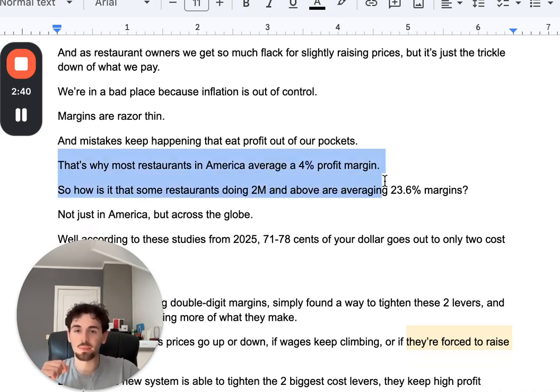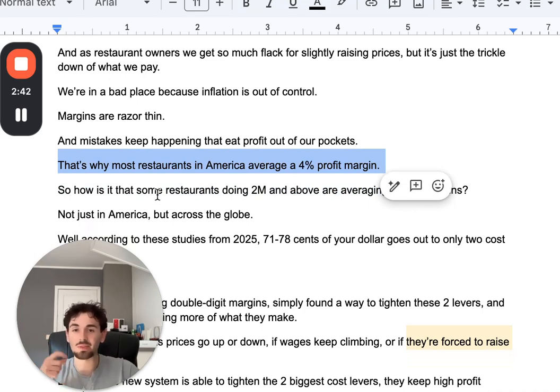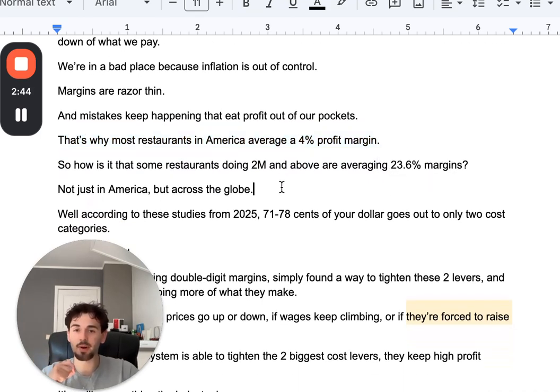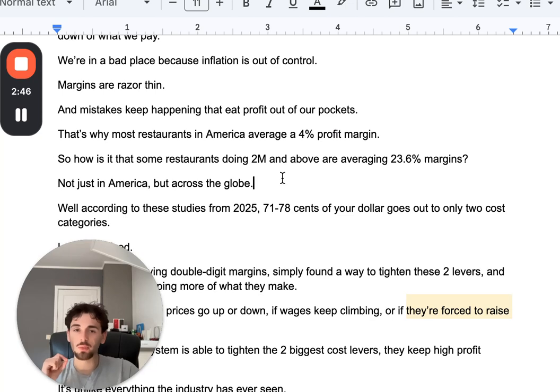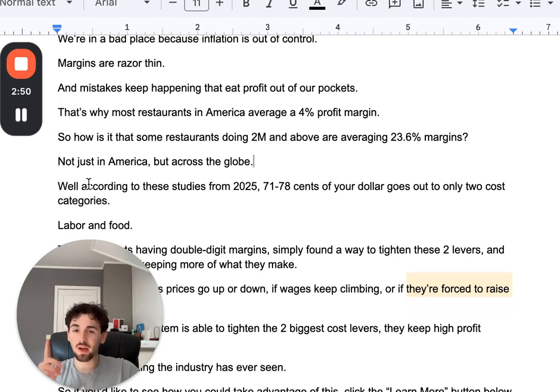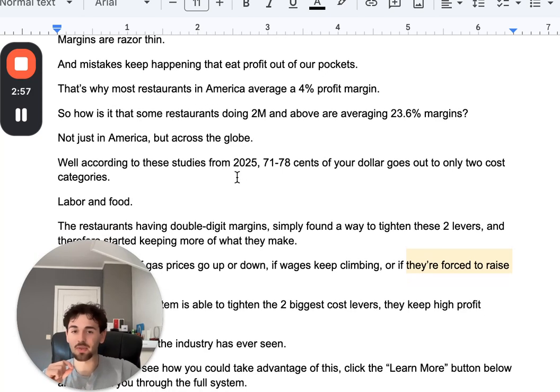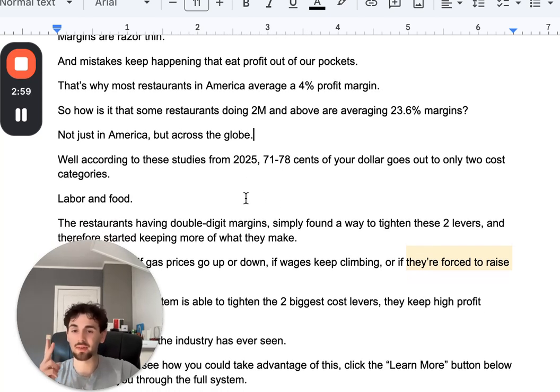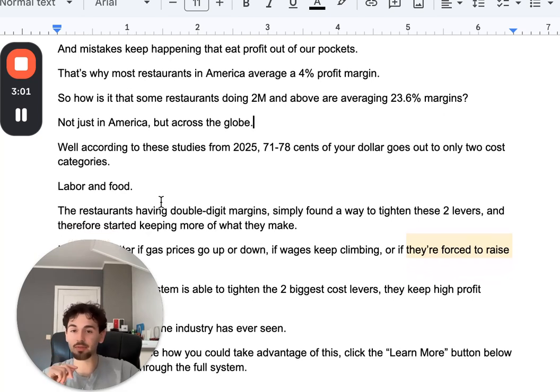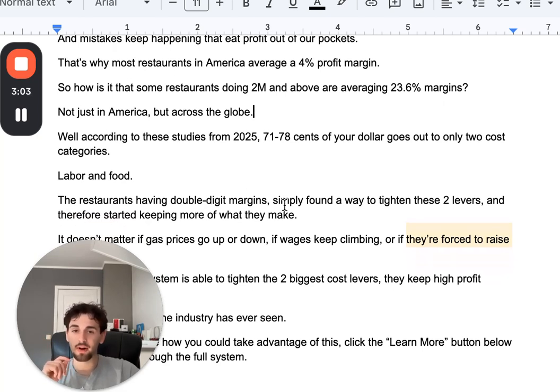So then we throw in some statistics. Most restaurants in America average a 4% profit margin. So how is it that some restaurants doing 2 million and above are averaging 23.6% margins? Not just in America, but across the globe. Well, according to these studies, and then we're going to pop up some studies from 2025, 71 to 78 cents of your dollar goes out to only two cost categories, right? Labor and food. The restaurants having double-digit margins simply found a way to tighten these two levers, and now they're wondering, what is this way? How do you tighten these two levers?